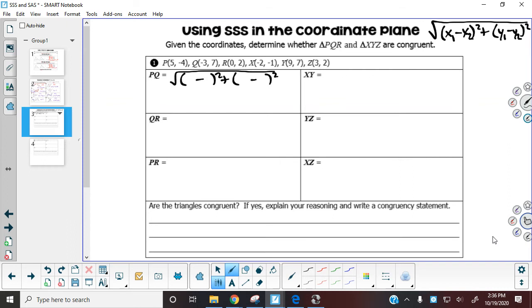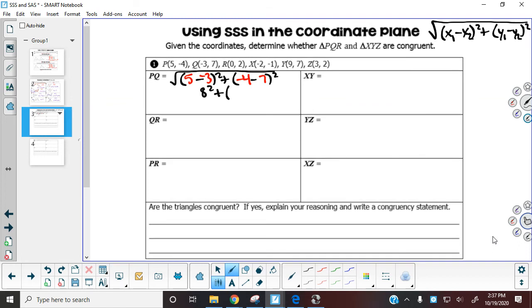So for PQ, our x values are 5 and -3. Our y values are -4 and 7. So then when we simplify, we get 8 squared plus, and then this is -11 squared. And remember, whenever you square a number, it turns positive. So the first one we are going to have is 64 plus 121, which then is going to give us the square root of 185.